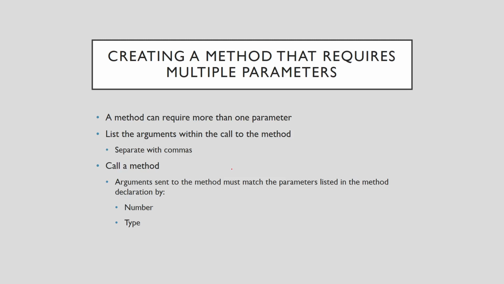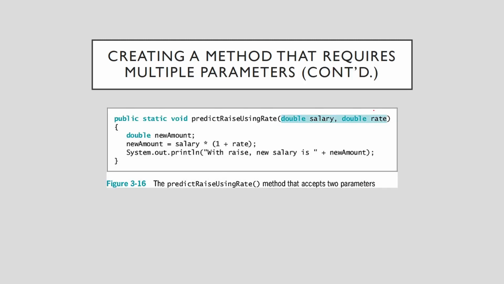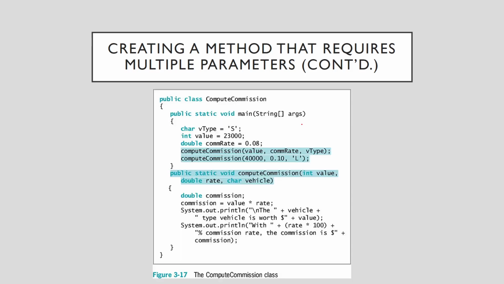Now you can have multiple parameters for a method, and you can separate your parameters with a comma. Just like this one, there are 2 parameters named salary of type double and rate that is of type double. So for the method call, it's expected to pass 2 values for calling this predict raise using rate method.